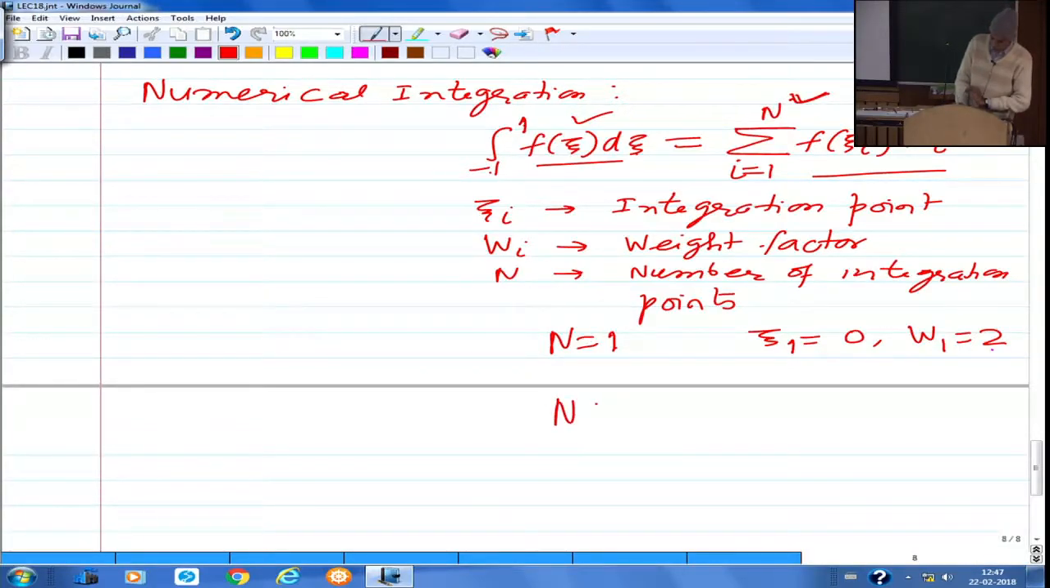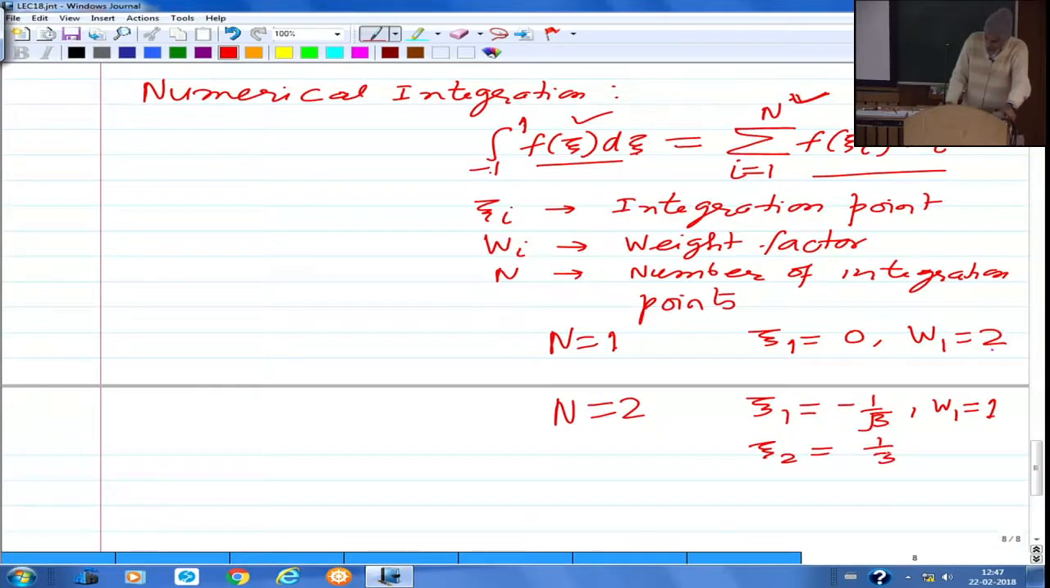So for n equal to 2, you will have 2 integration points. Xi_1 comes out as minus 1 upon root 3, and the corresponding weight factor is 1, and xi_2, the second integration point, comes out as 1 upon root 3, this is minus, this is plus, and w_2 is also equal to 1, and so on. So if you use n equal to 1, it's 1 point integration. If you use 2 points, it's 2 point integration. If you use n equal to 3, 3 point integration, and so on.